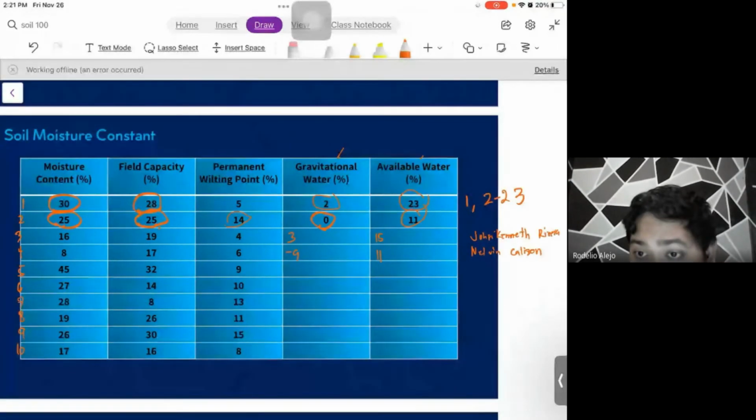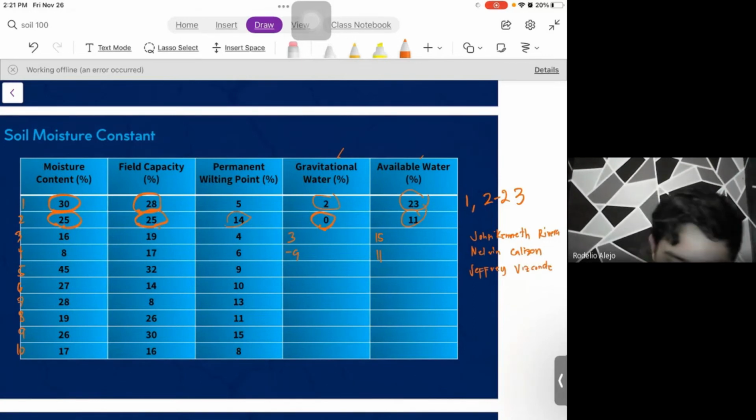The number 5, si Jeffrey Visconde, 13 and 23. Then number 6 is si Mark Jasper Cruz. Number 13 and 4.